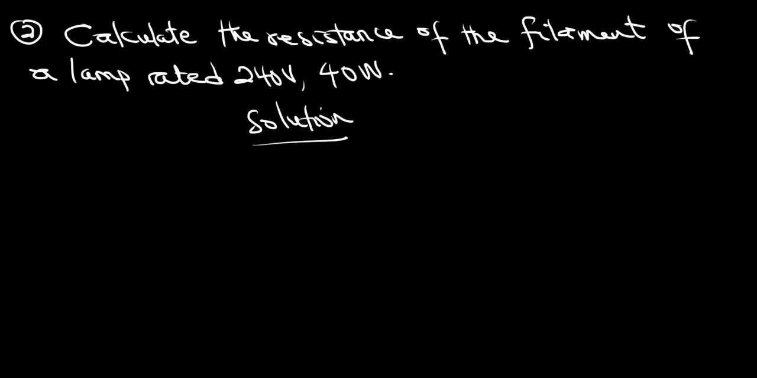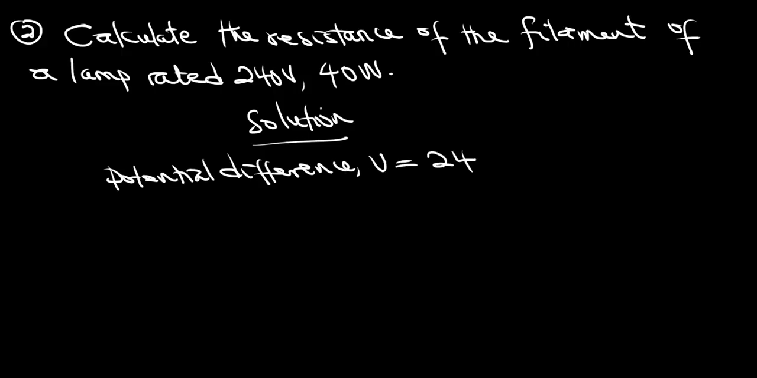Under the solution here we have the potential difference, which we have as 240. The potential difference, that's V, is 240 volts, and we have the power, and that's W, and that gives us 40 watts.